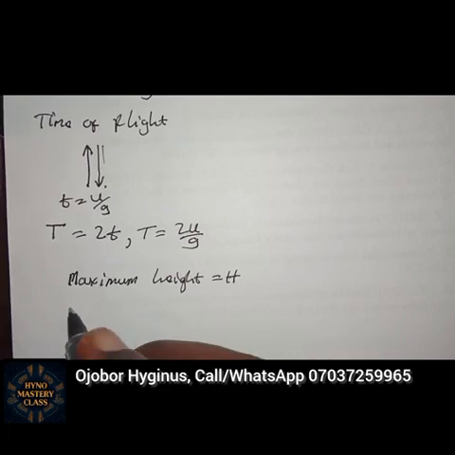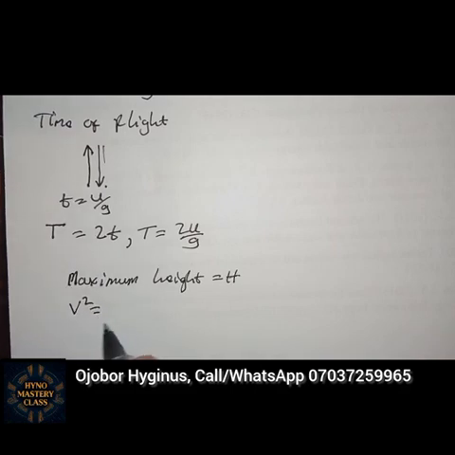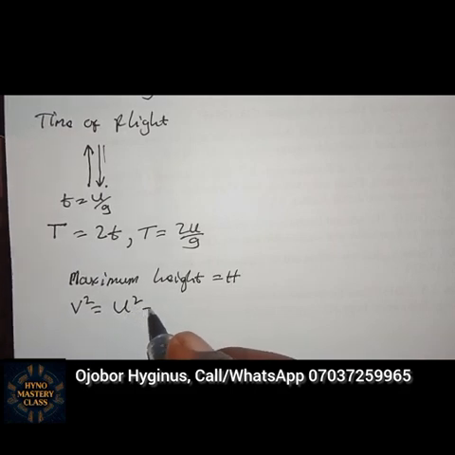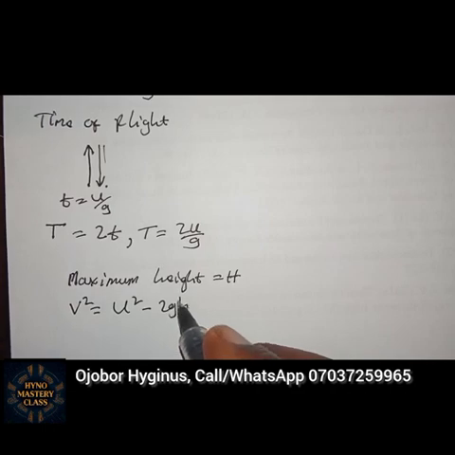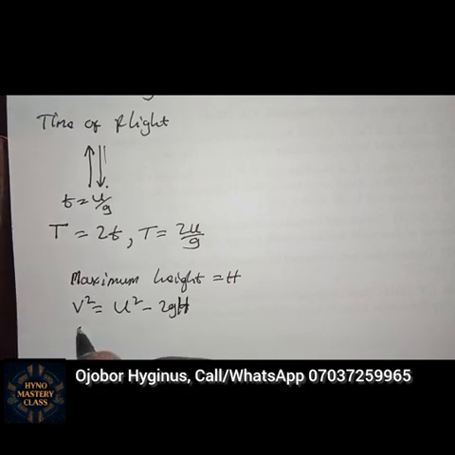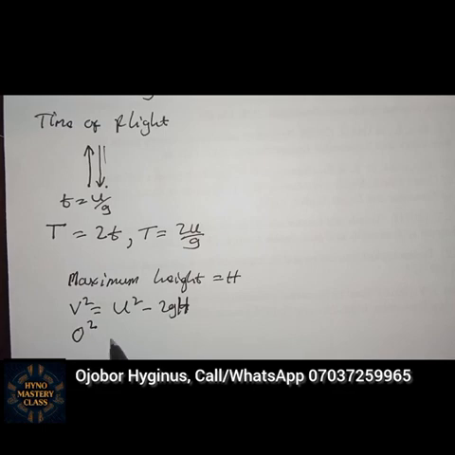It will be simpler for us to use equation 3, which says v squared equals u squared minus 2gH. We are using minus because to get to maximum height, the body is going up. And H, we use capital letter here, and we will try to make H the subject of the formula. Remember that at maximum height, the final velocity is 0. So we have 0 squared is equal to u squared minus 2gH.